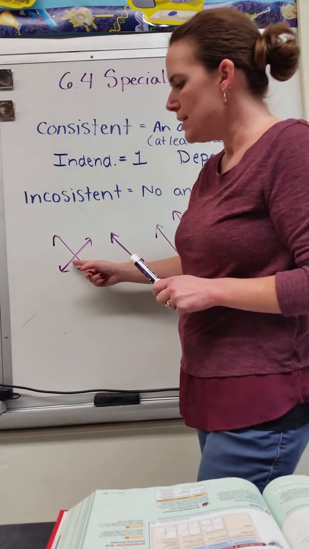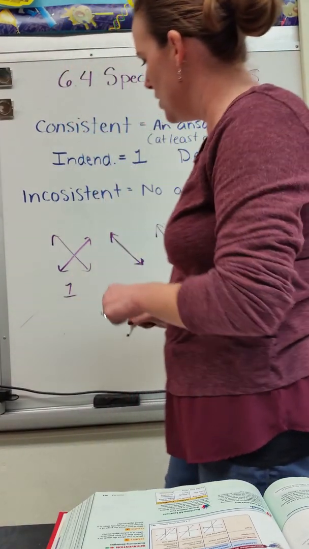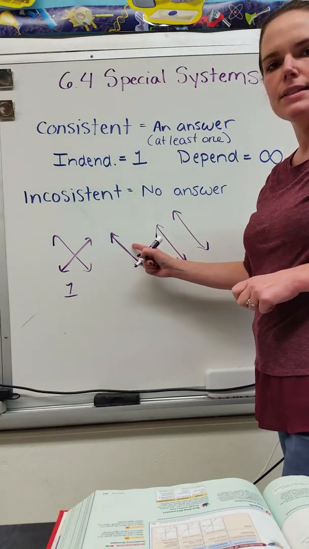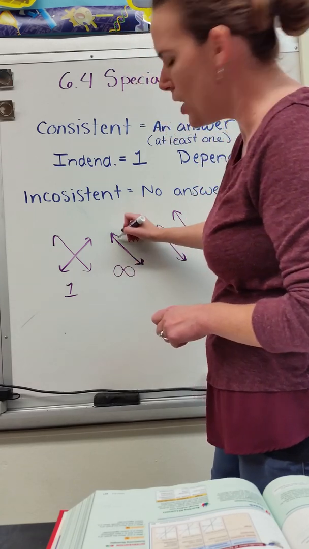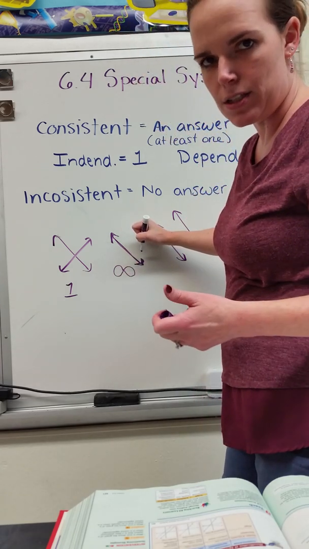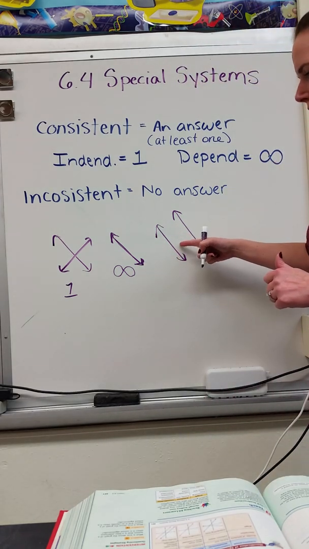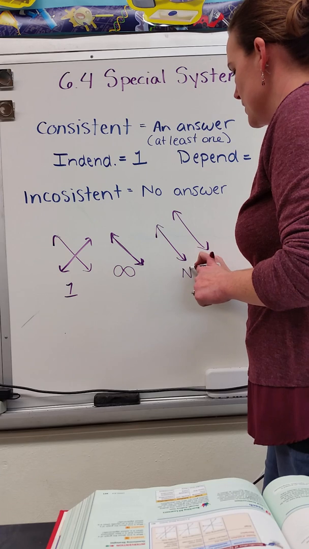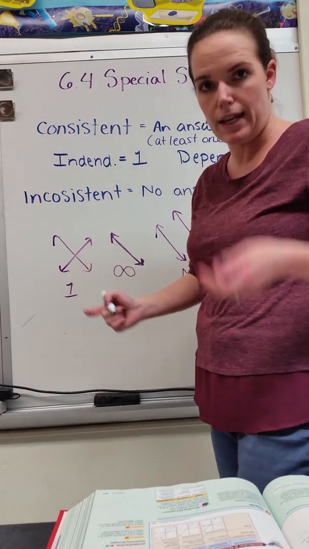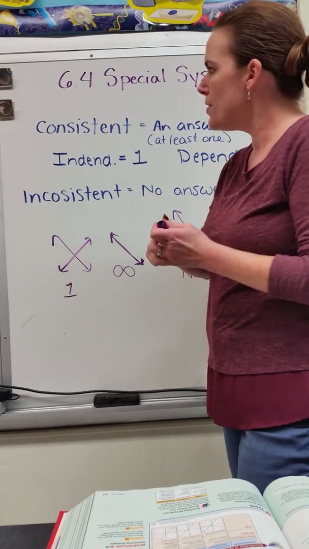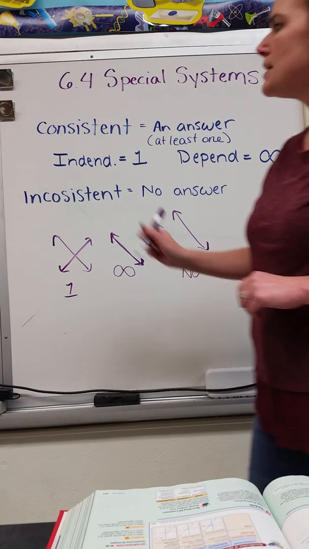So when lines intersect like this, you get one answer. When they're the exact same line, you have infinitely many answers because everywhere on this line is going to be an answer. And then when you have parallel lines, you have no answers because they never cross, and it's the crossing point that is the answer.